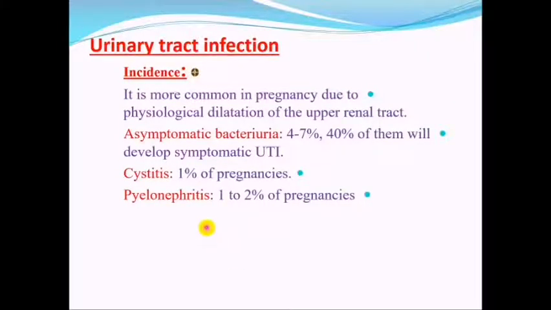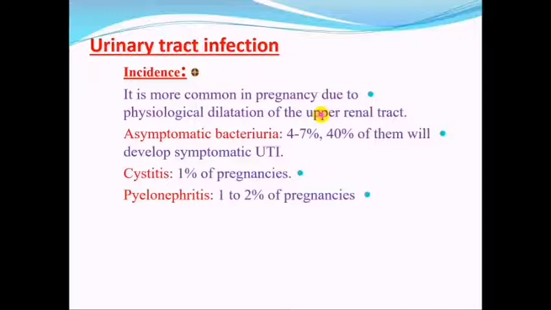One of the most common abnormalities affecting the pregnant female is urinary tract infection, and it is more common in pregnancy. This is mainly due to the physiological dilatation of the upper renal tract, involving the renal pelvis and the ureter, due to either the mechanical cause or the hormonal effect. This dilatation of the ureter may lead to stagnation of urine within the ureter, which enhances the multiplication of microorganisms and thus increases the risk of urinary tract infection.